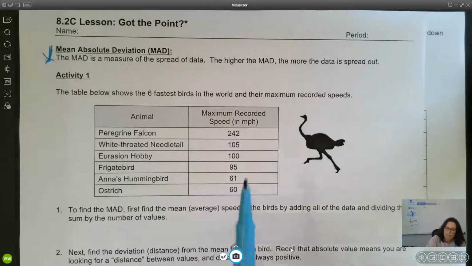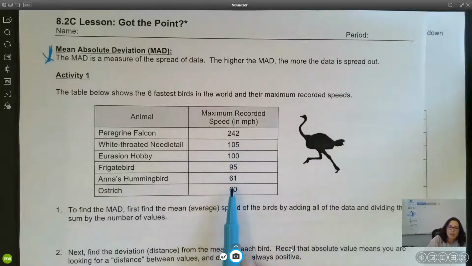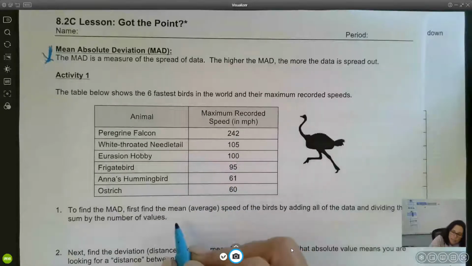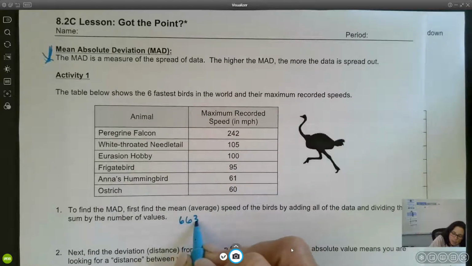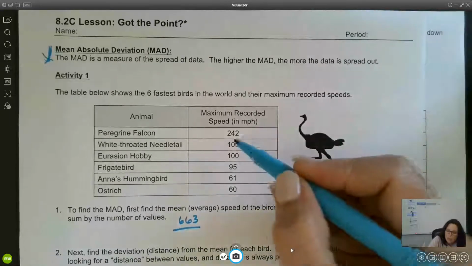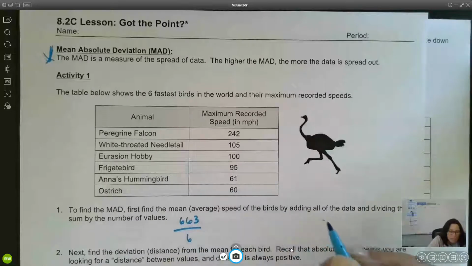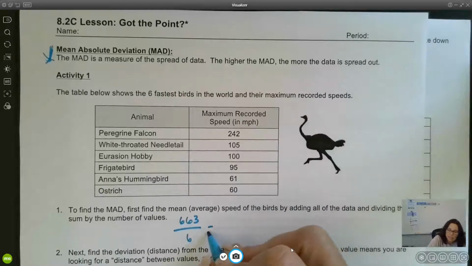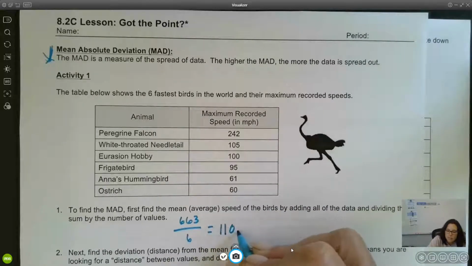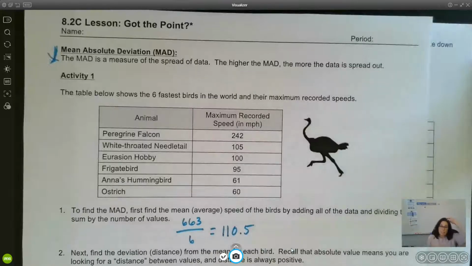So if I add all these up, you should get 663, and we're going to divide it by 1, 2, 3, 4, 5, 6 pieces of data, and that gets you 110.5. That's the mean, that's the average miles per hour of these 6 birds.